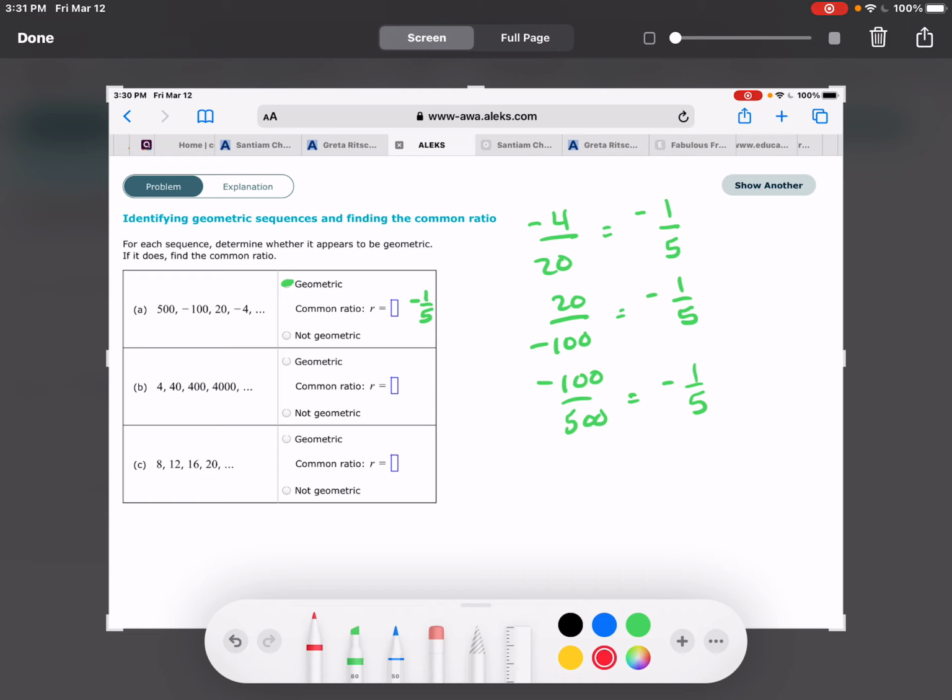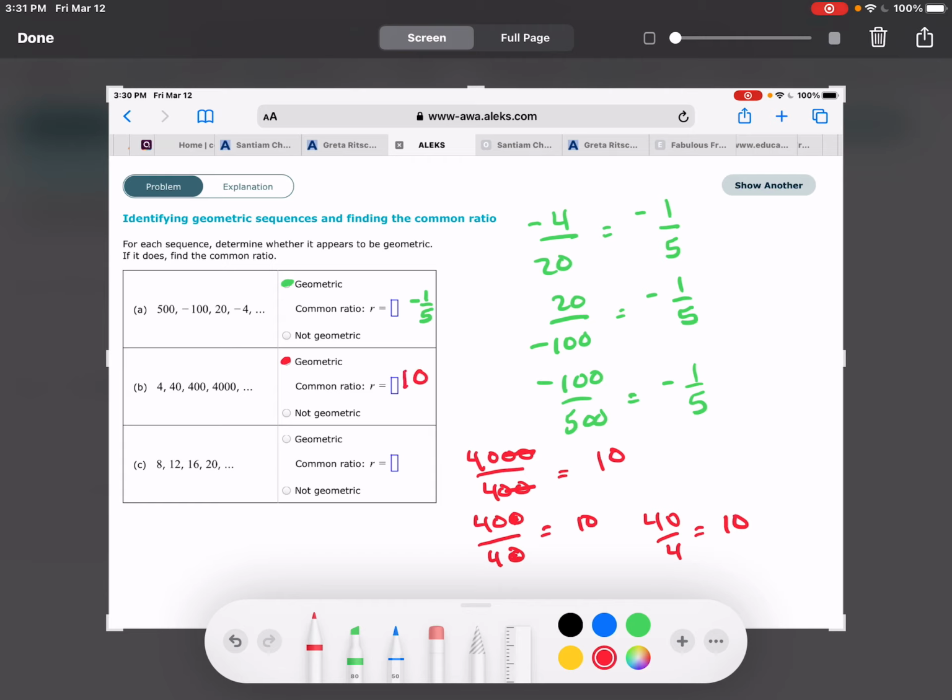We're going to do the same thing. We're going to try 4,000 divided by 400. We're going to do 400 divided by 40. We're going to do 40 divided by 4. And so we can see this is geometric and the common ratio is 10.